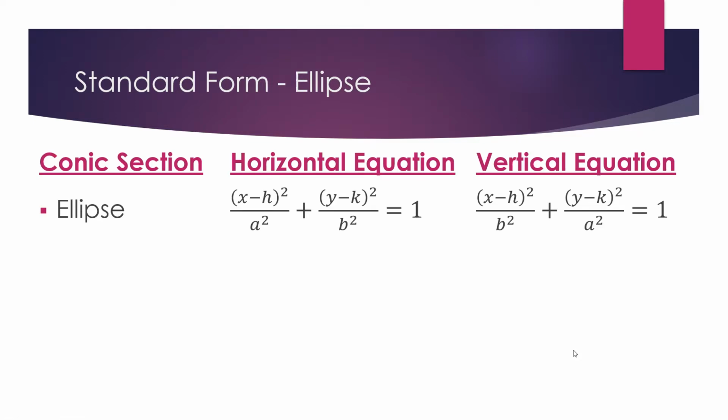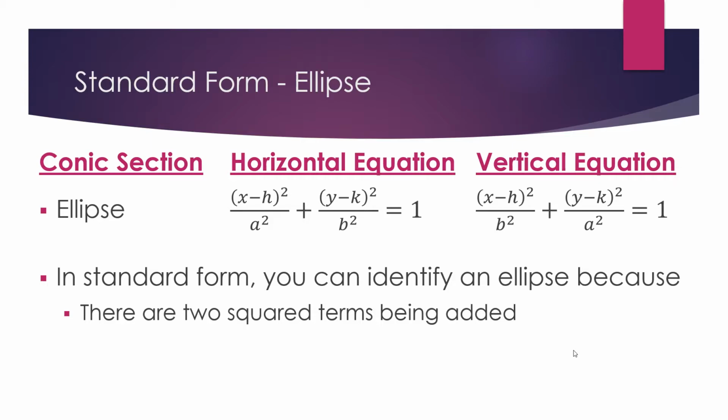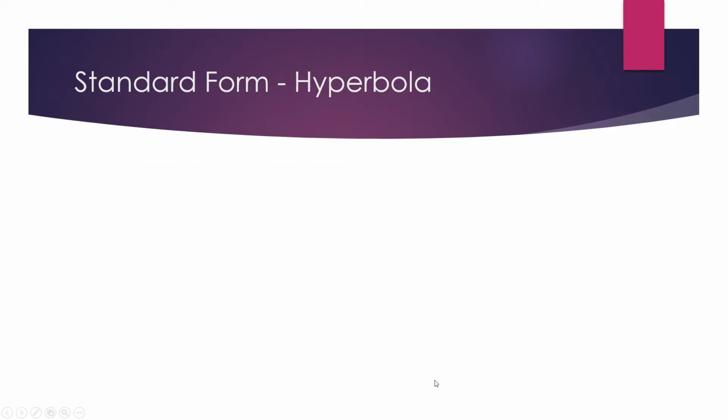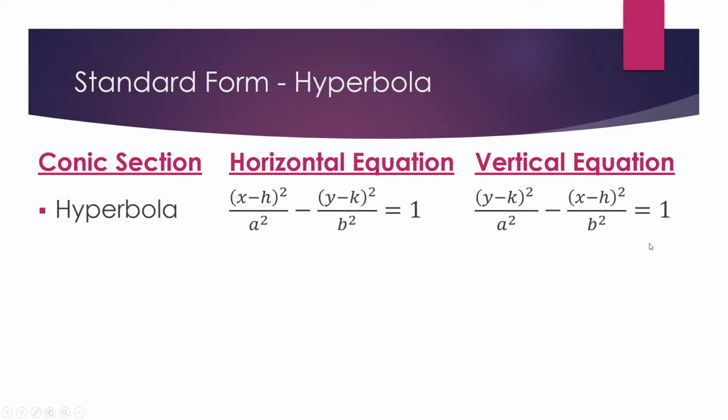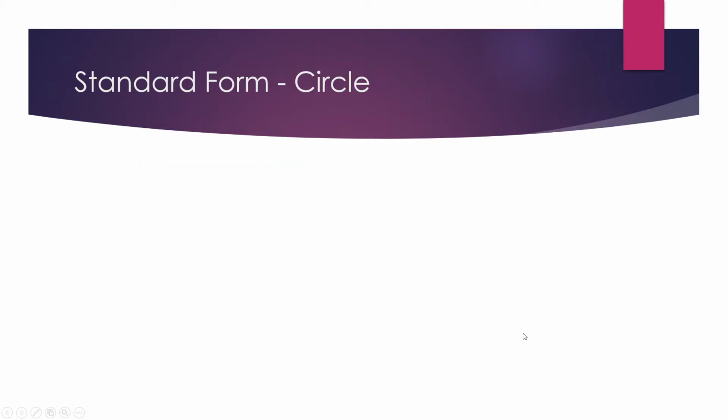For an ellipse, you're going to know it's an ellipse if it's in standard form because there's two square terms that are being added. The equation is going to have fractions in it, and one side of the equation will equal 1. For a hyperbola, here's your equations. We're going to know it's a hyperbola if the equation is in standard form because the two square terms are being subtracted. It will also have the fractions and be equal to 1.